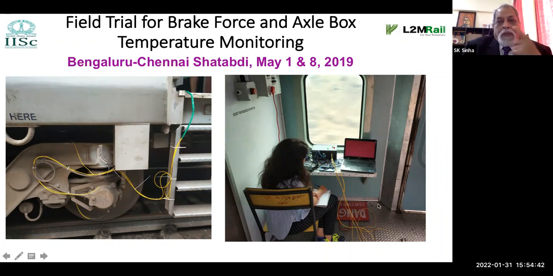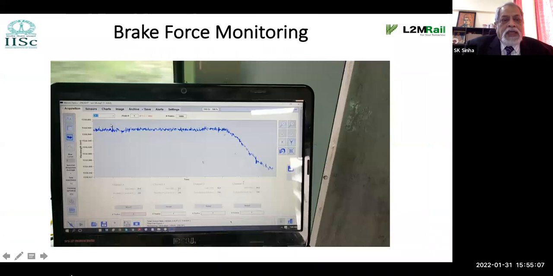What you see is the power car of the Bangalore-Chennai Shatabdi. This lady is Dr. Sunita, who was an assistant professor at IAP at that time, and now she is in Switzerland. We did this experiment on May 1st, 2019. But later on, the railways people wanted it to be repeated, so we did it again, and we got excellent results.